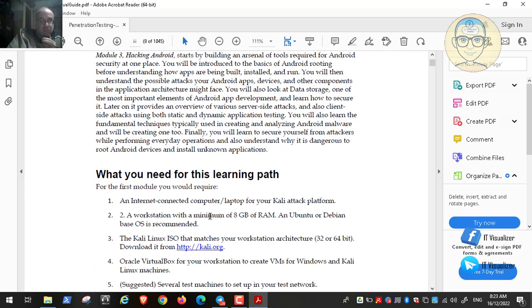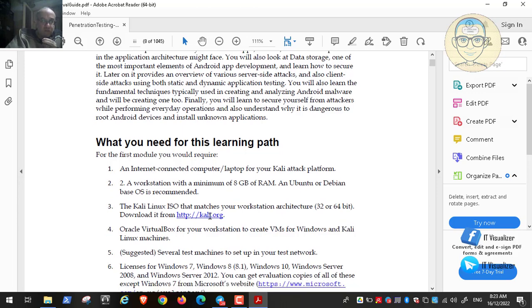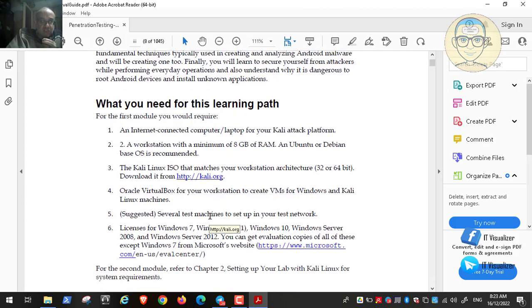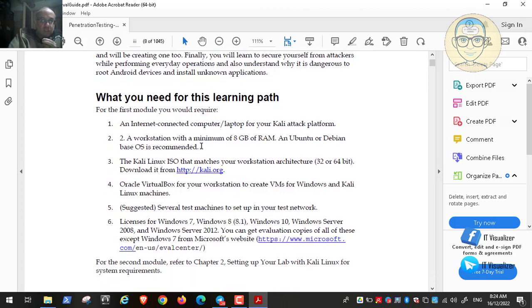Maybe the previous PDF is the theoretical framework, the penetration testing guidelines, and this is the practical way of doing it. But again, I should stress that this should be done by an expert, not by someone without the necessary knowledge. Here he gives some recommendations about the machine that you will use as a hacking tool. For example, you need a workstation with a minimum of 8 GB of RAM, and an Ubuntu or Debian based OS is recommended.